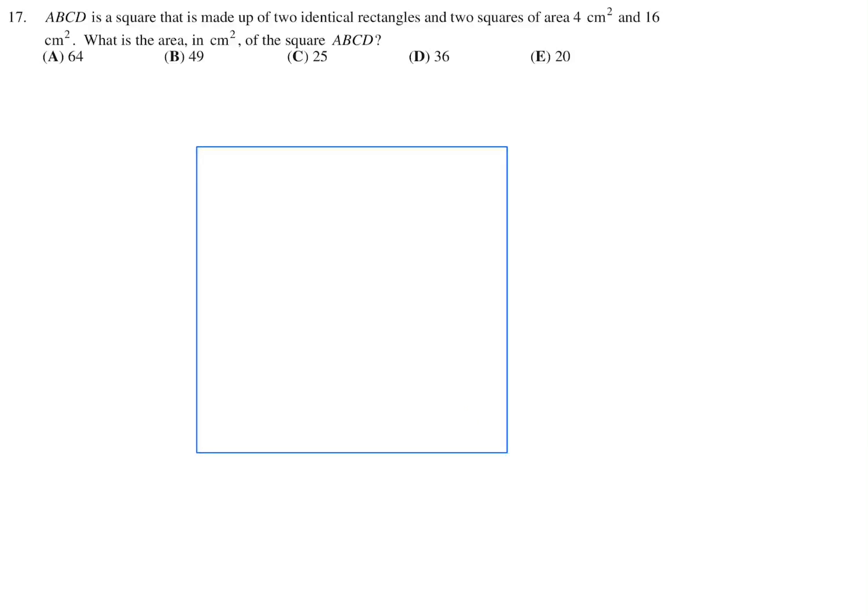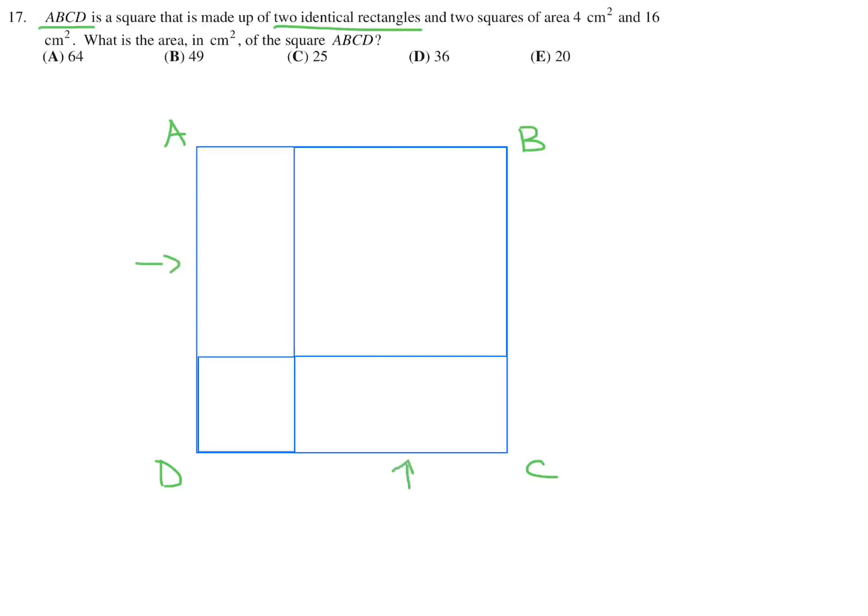ABCD is a square made up of 2 identical rectangles and 2 squares of area 4 and 16. So we've got a square, and I believe they've got this type of scenario where we got one square and you've got another square like that. And this will satisfy the conditions of the question. ABCD is indeed a square, and it's made up of 2 identical rectangles. So these rectangles are identical, but the squares are not.